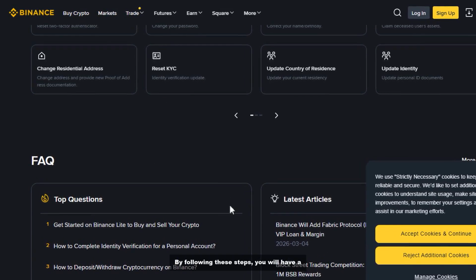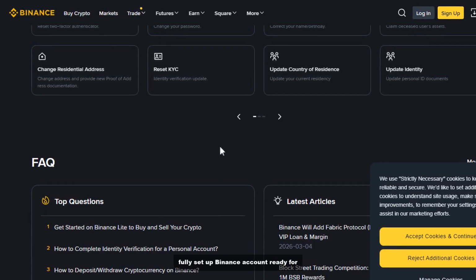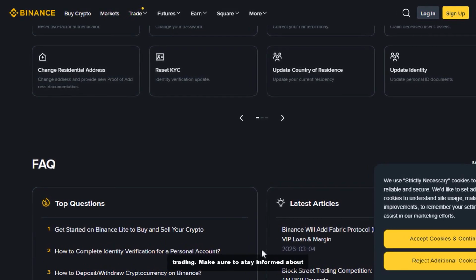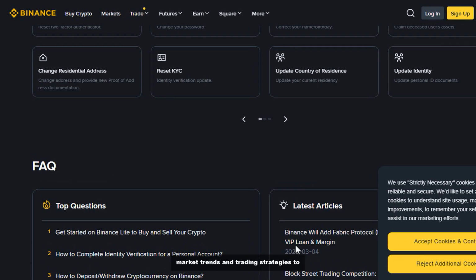By following these steps, you will have a fully set up Binance account ready for trading. Make sure to stay informed about market trends and trading strategies to maximize your experience.